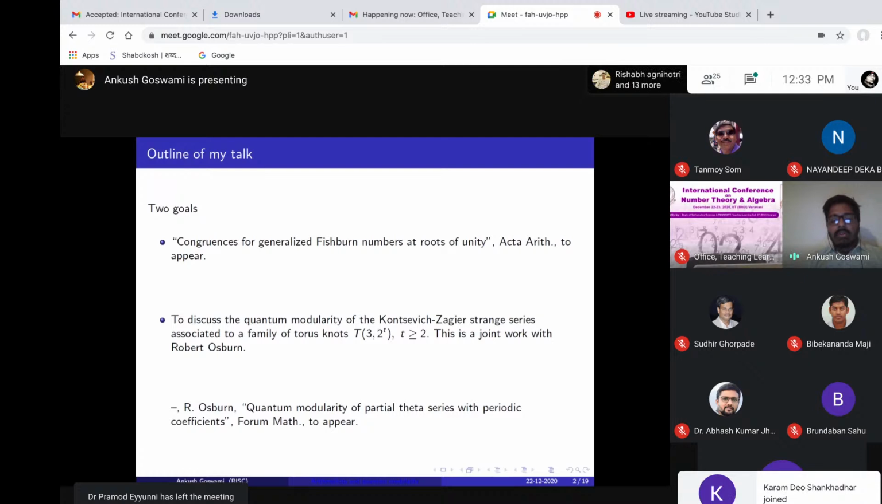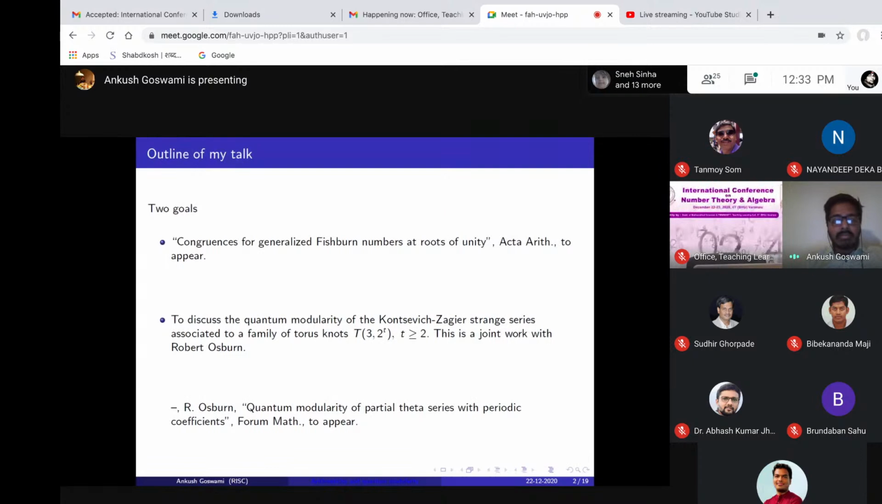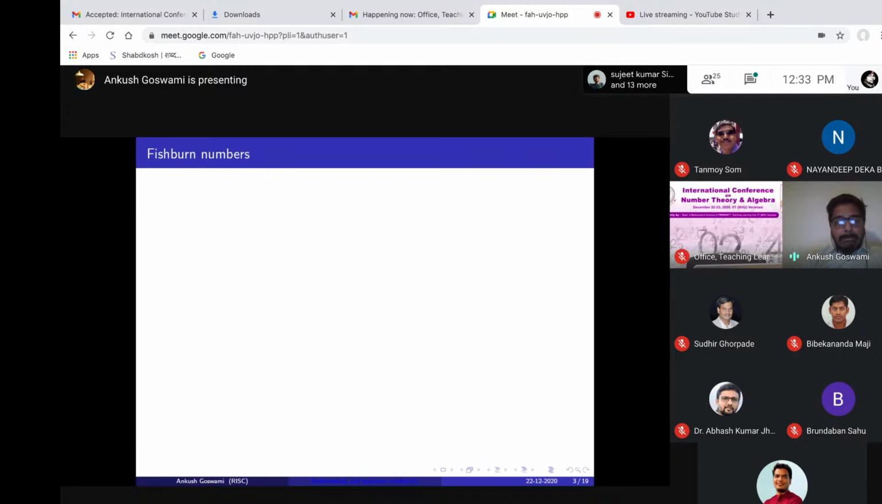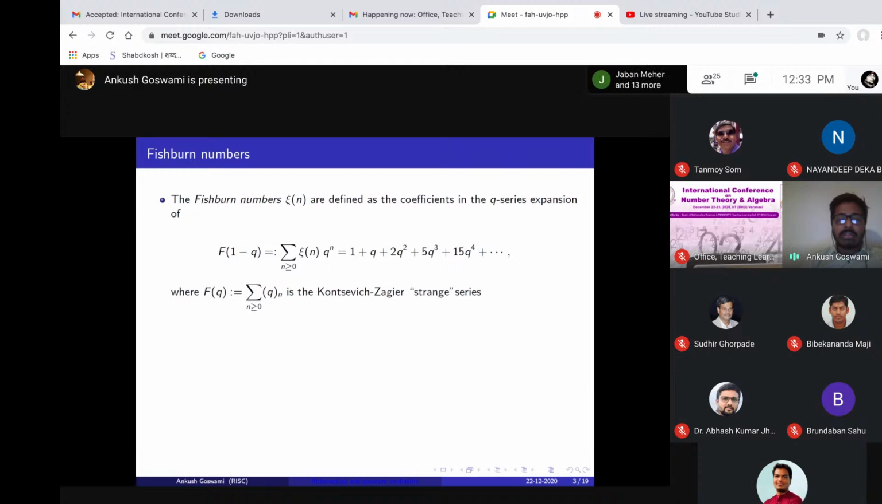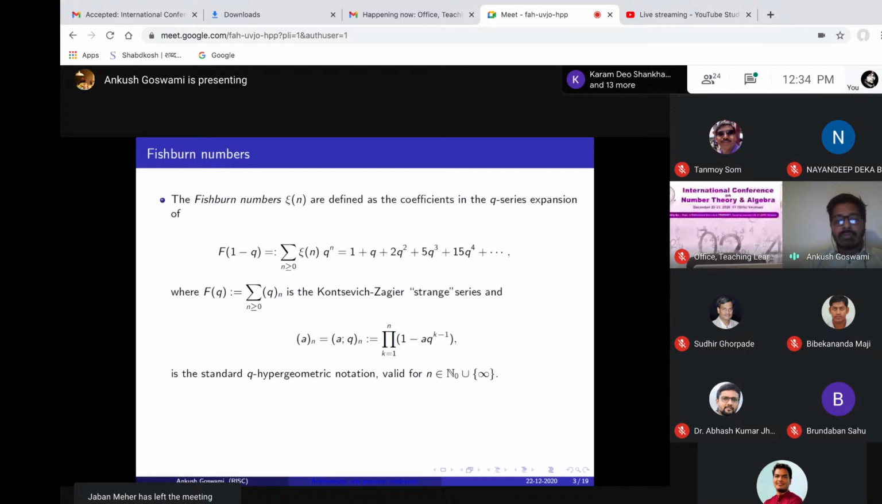Okay, so let me start with the first goal of my talk today. And to begin with, let me define what are called the Fishbone numbers. So the Fishbone numbers are typically denoted by this xi of n, and they are actually the coefficients in the q-series expansion of this function F of 1 minus q. So of course, I have to tell you what is this function F. So the function F of q is defined to be the sum of (q)_n, where the sum runs over all non-negative integers n. And this (q)_n is the standard q-hypergeometric notation, which is valid for all natural numbers, including zero and infinity. And as you can see, can you see my cursor moving on the slide? Yes. Okay. So here are the first few coefficients of the Fishbone numbers of this function F of 1 minus q. So xi of 0 is 1, xi of 1 is 1, xi of 2 is 2, and so on.